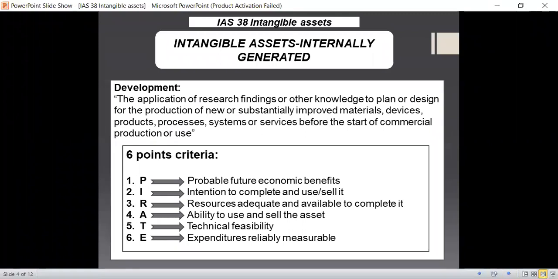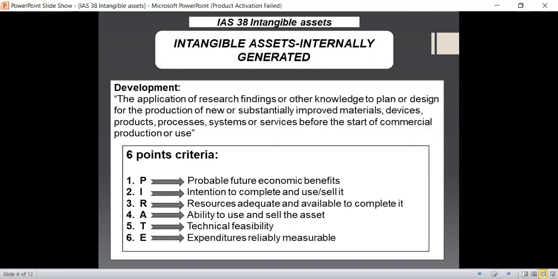IAS 38 provides us the guidelines about several types of internally generated assets. Let us start our discussion with the development costs first. Development cost is the application of research findings or other knowledge to plan or design for the production of new or substantially improved materials, devices, products, processes, systems, or services before the start of commercial production or use. This is the definition of development cost provided to us by IAS 38.